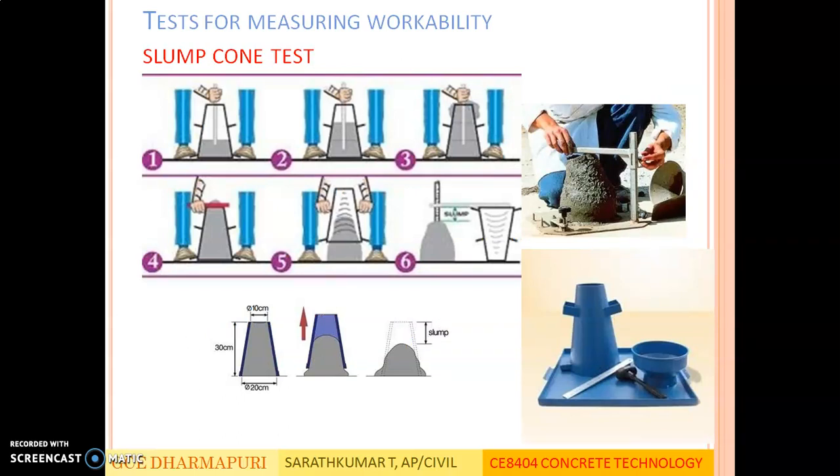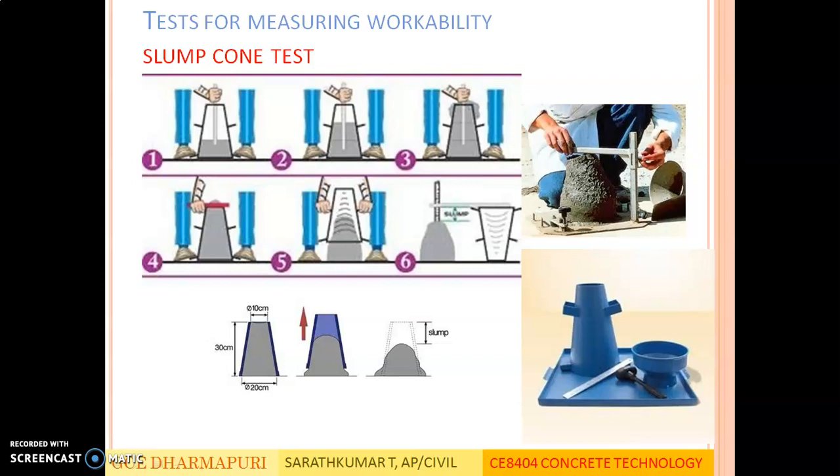With each layer, 25 tappings are given using the tamping rod. Once the first layer is filled, the second layer is filled, and once the second layer is filled, the 25 tappings by the tamping rod are given. Similarly, all the 4 layers are filled, and if there is any concrete above the top of the cone, it is struck off using the trowel. Once the placing is done, as you can see in the fourth step, the concrete at the top of the cone is taken off.